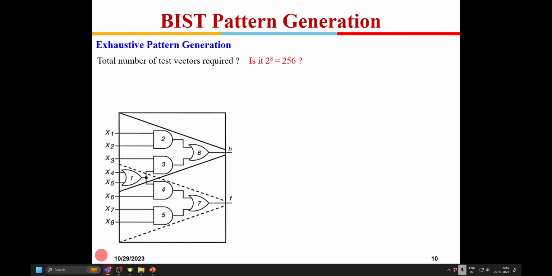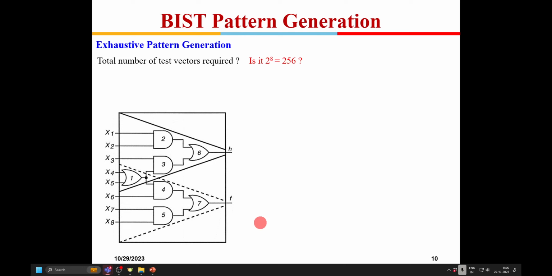No, sir. Then how much is required? For exhaustive checking, there are 8 inputs. Anybody can make a wild guess how many test vectors will be required? Sir, around 30, 40. No, you can see these cones. Just have a look at this cone, and can you make a guess? 64, sir.